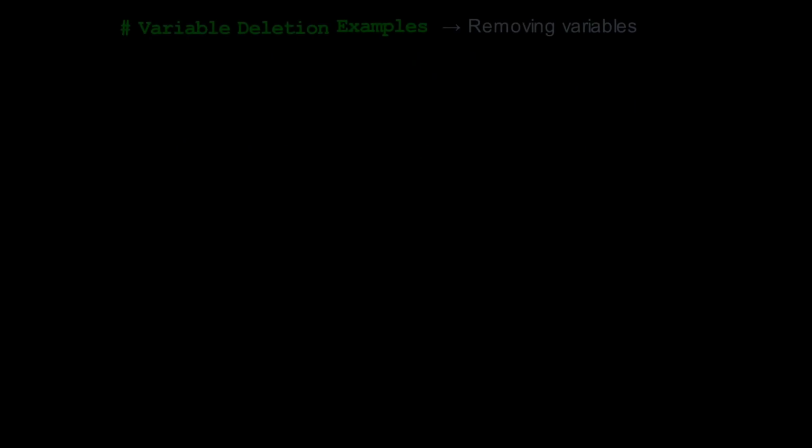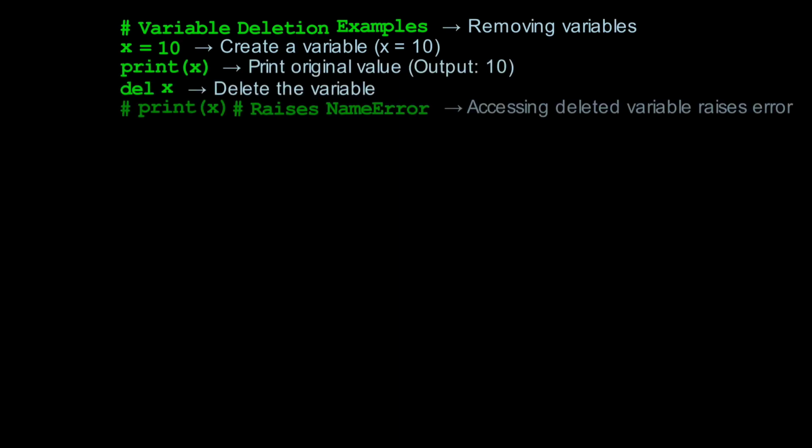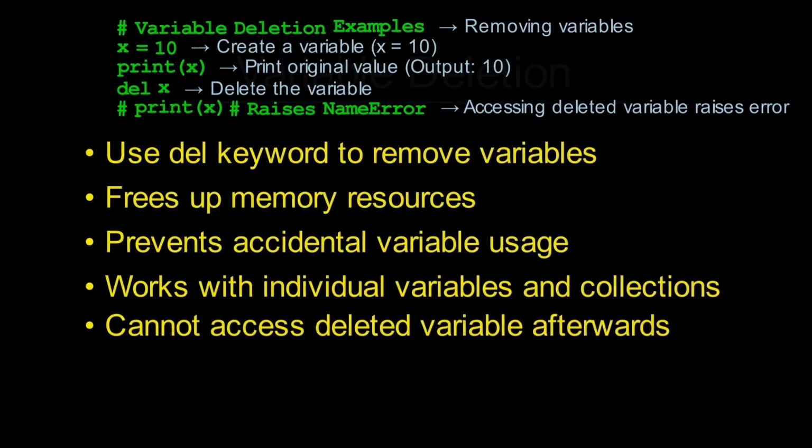Watch how variable deletion works. x = 10 creates our variable. print(x) shows the value exists. del x removes the variable. And if we try to print x again, we will get a NameError. The del keyword completely removes the variable from memory, helping to manage the program's resources.